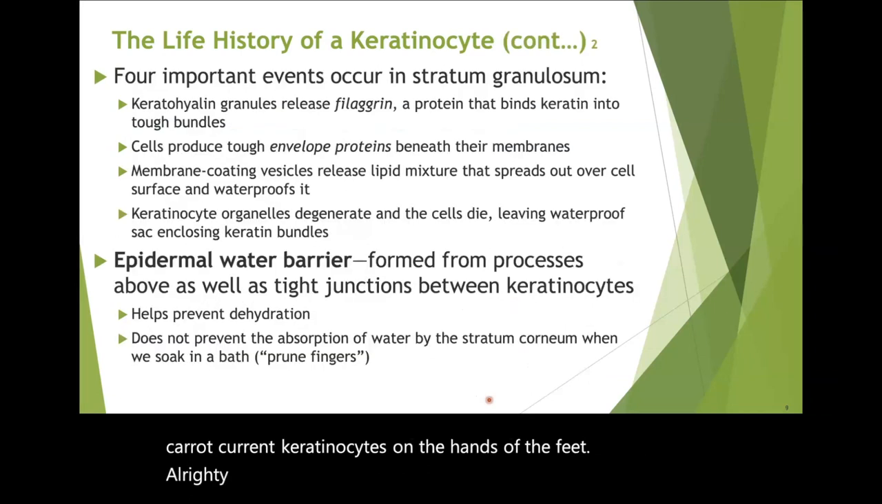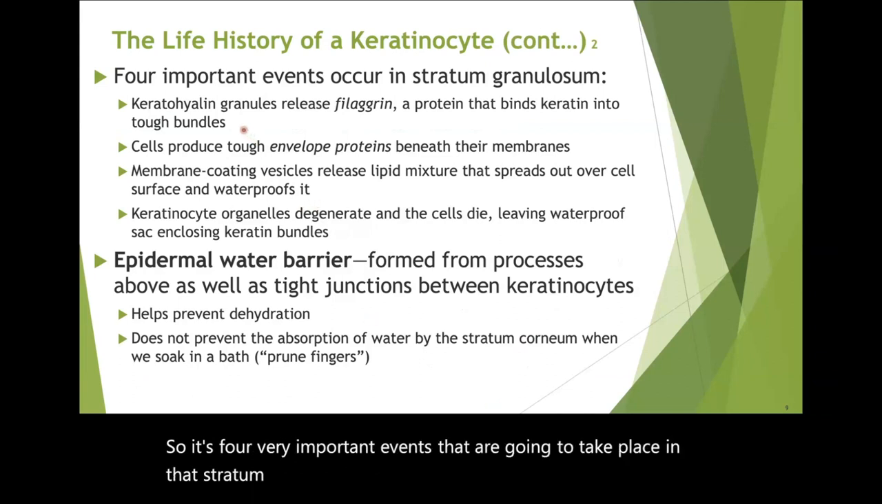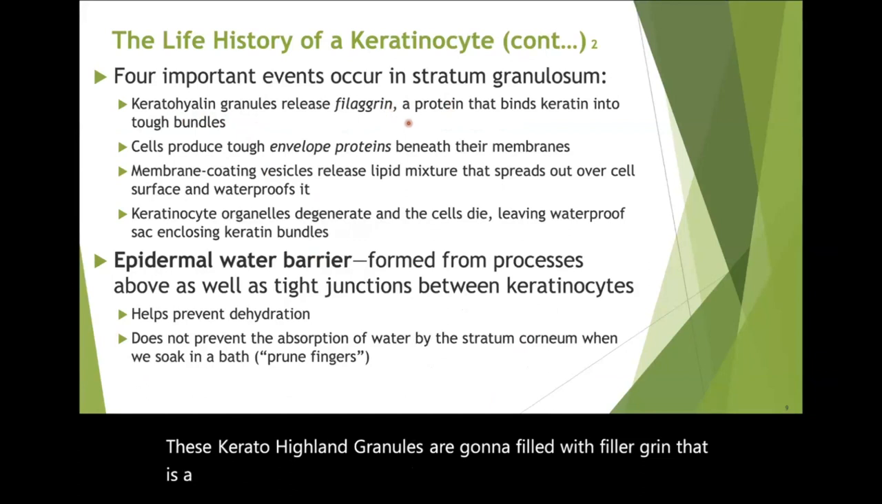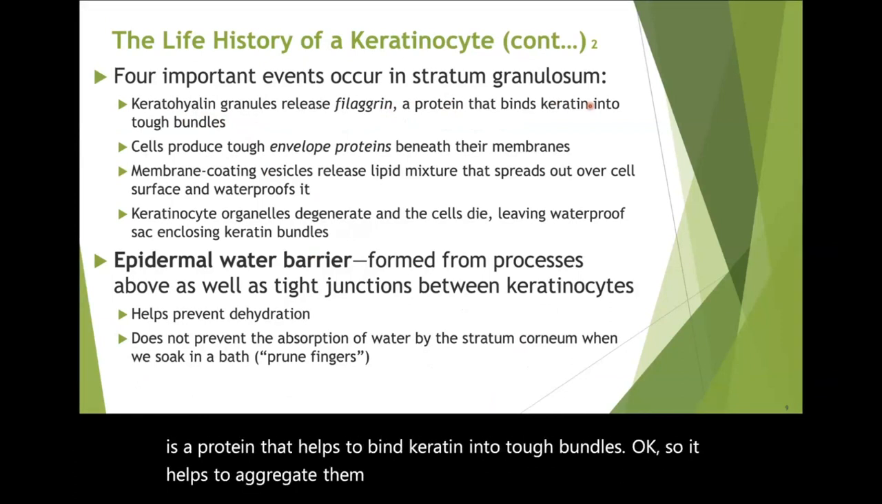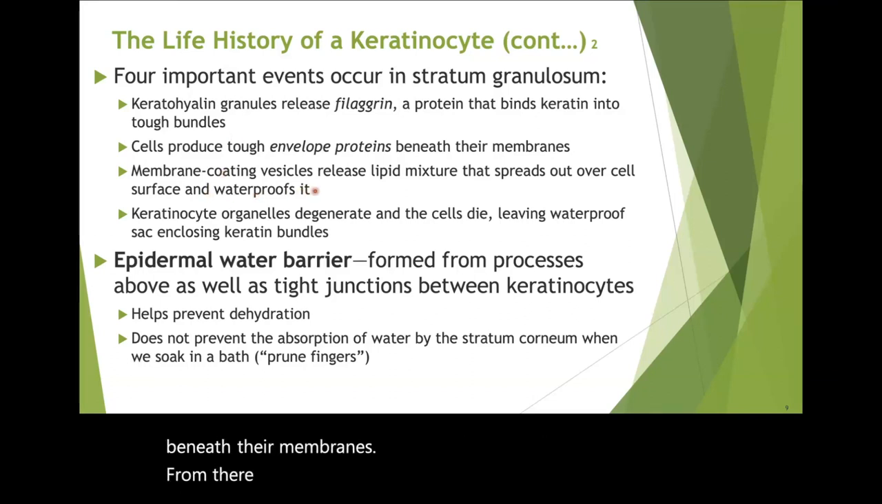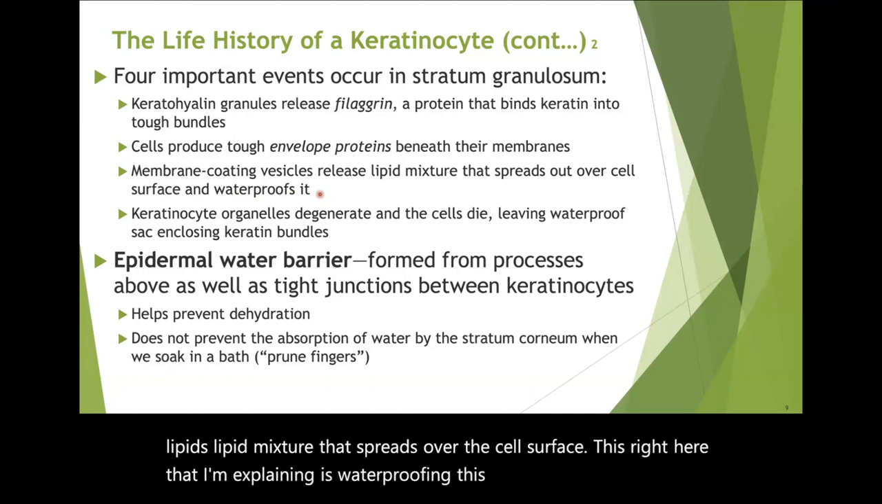All righty. So there are four very important events that are going to take place in that stratum granulosum. First, these keratohyalin granules are going to fill with filaggrin. That is a protein that helps to bind keratin into tough bundles. Okay, so it helps to aggregate them, helps to get them together. Then the cells are going to start producing really tough envelopes beneath their membranes. From there, the membrane coating vesicles are going to release lipids, a lipid mixture that spreads over the cell surface. This right here that I'm explaining is waterproofing. This is why your skin is waterproof.